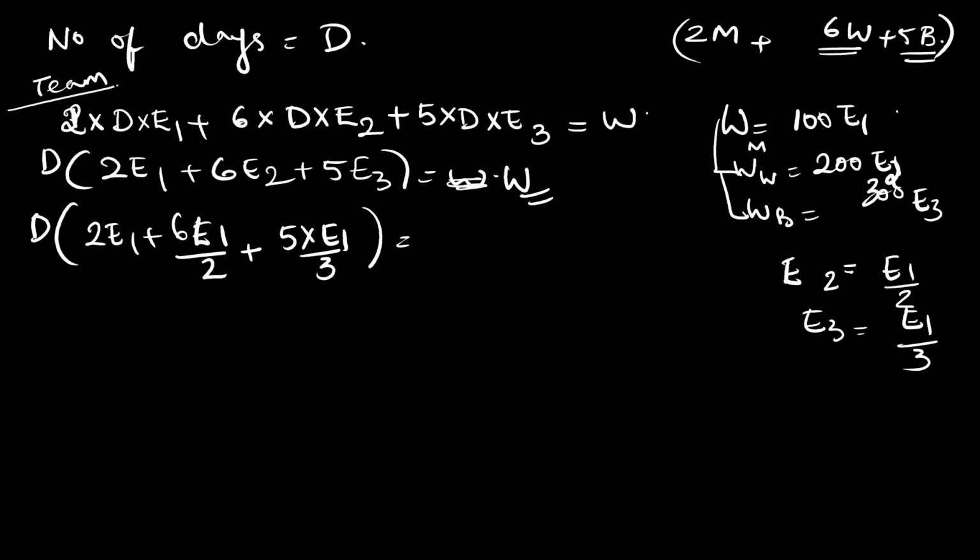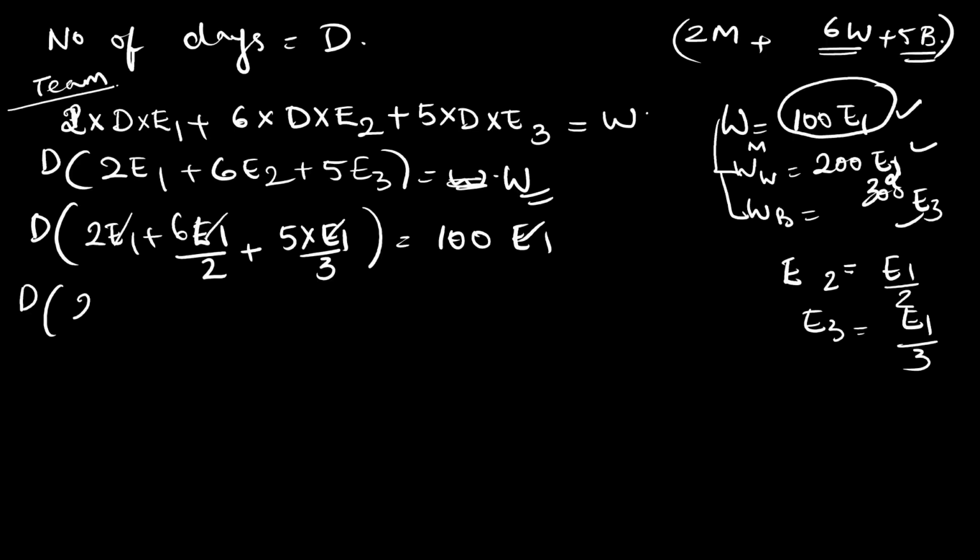All these three works are equal. We'll substitute work as 100 E1. Since all the other terms are in terms of E1, we'll substitute work also in terms of E1. So here all the E1 got cancelled. Now what is remaining? D into 2 plus 6 by 2, which is 3, then 5 by 3, equal to 100, or D is equal to, we'll take the LCM and we can find the answer as D is equal to 15 days.